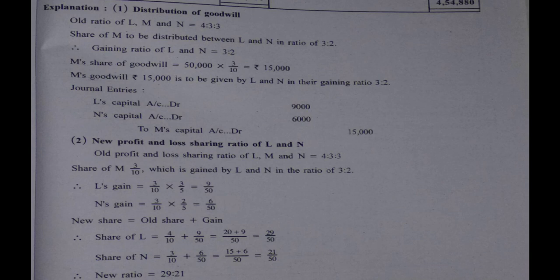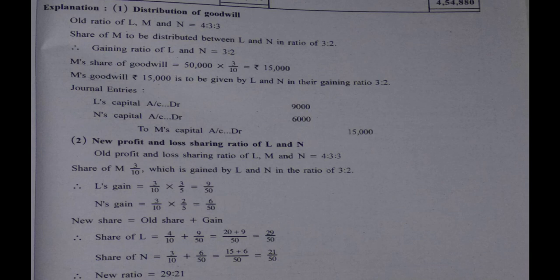Now if you remember the formula for gain, it is new share minus old share. So it is very easy to find out the formula for new share on the basis of the formula for gain. Yes? You can see it is presented here, new share equals old share plus gain. Yes, we have converted the formula of gain just. So share of L, what is its old share? 4/10. Of course, what is the gain that we have already obtained? It is 9/50. They have just taken LCM and the answer is 29/50.